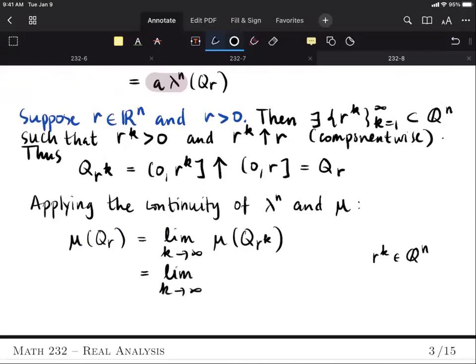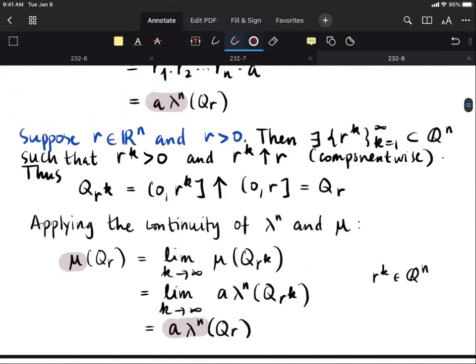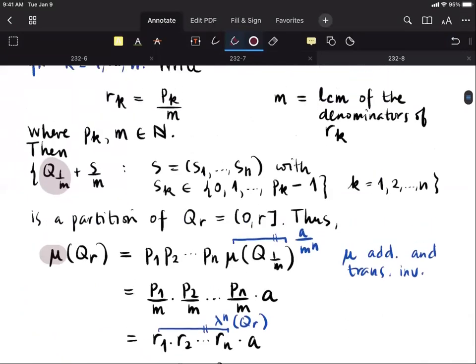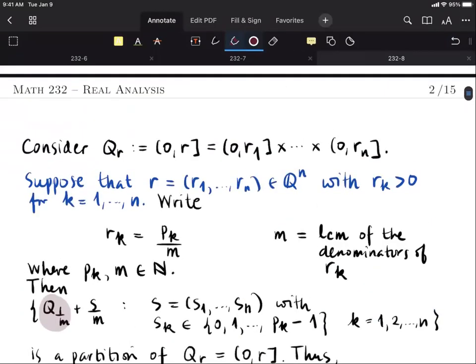So this is equal to a lambda_n of Q_{R_k}. A is constant, so we can pull the limit out. And the limit of the Lebesgue measure of Q_{R_k}, since Q_{R_k} tends to Q_R, is equal to the Lebesgue measure of Q_R. Okay, so mu is equal to a lambda_n for cubes with zero endpoint.